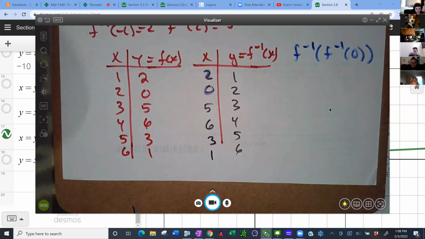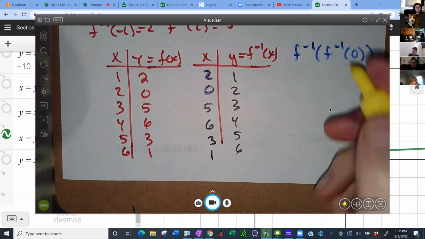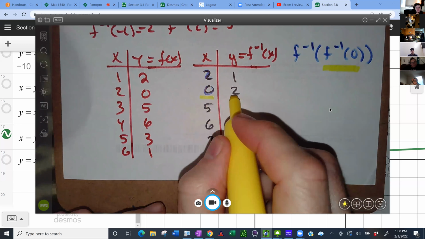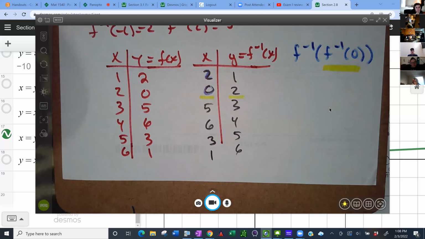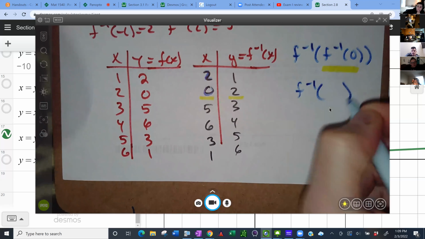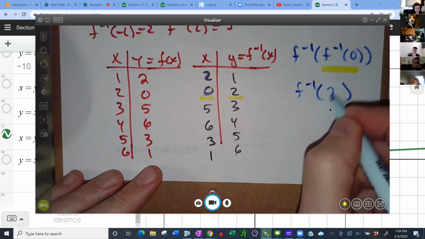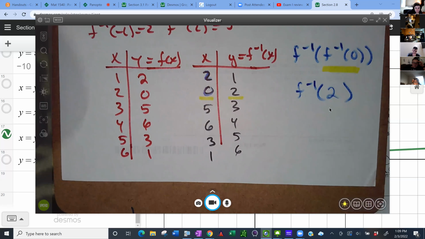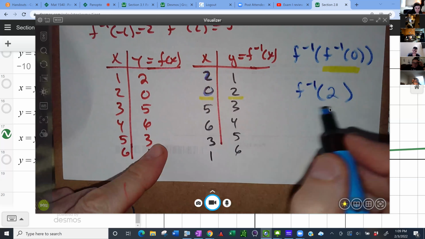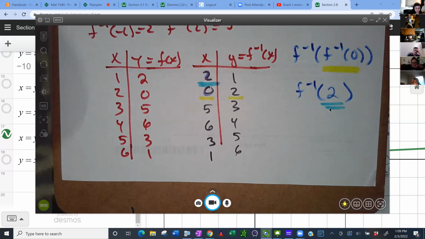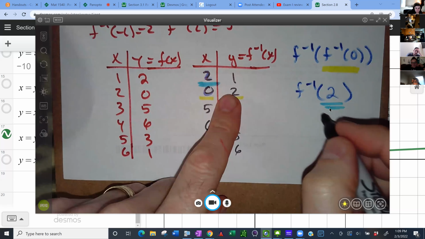When you're trying to solve this one, start out with the innermost parenthesis. They're asking you for F inverse of 0. If I input a 0, what's my output going to be? If I input a 0 as my X coordinate, I'm going to output a 2. Excellent. And now I want to go to the table for 2. I'm going to input a 2. What do I output if I input the 2? 1. A 1. Yay.